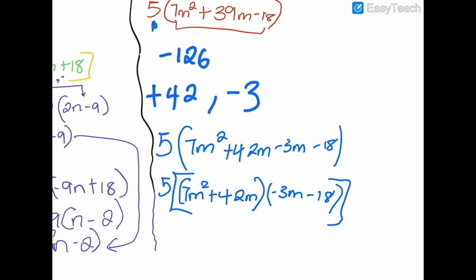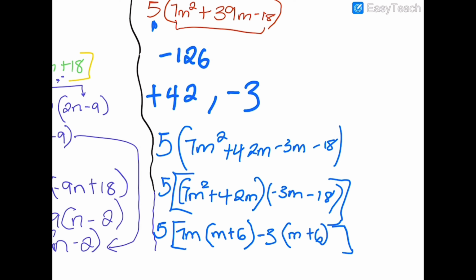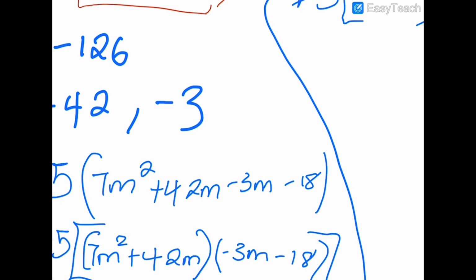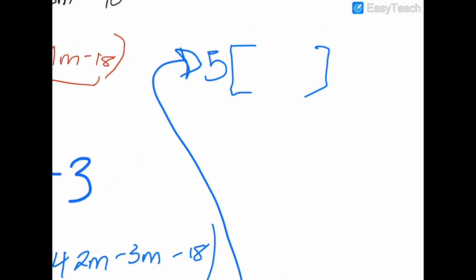Then we're going to bring out the common things, and we keep the 5 in the big bracket. The common thing here would be a 7m, because it's going to leave us with m plus 6. And for this, the common thing is going to be a negative 3, which is going to leave us with m plus 6. And then a bigger bracket. So our final answer would be 5 still, and then bigger brackets, and in there we're going to have m plus 6 as one bracket, and the second one will be 7m minus 3.